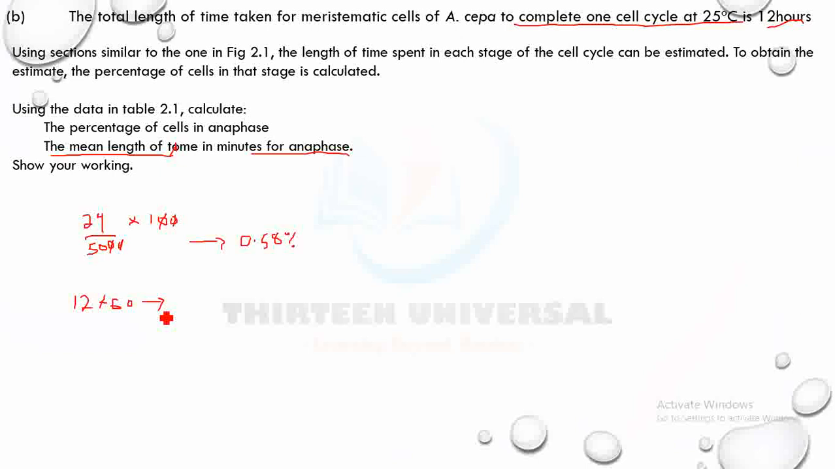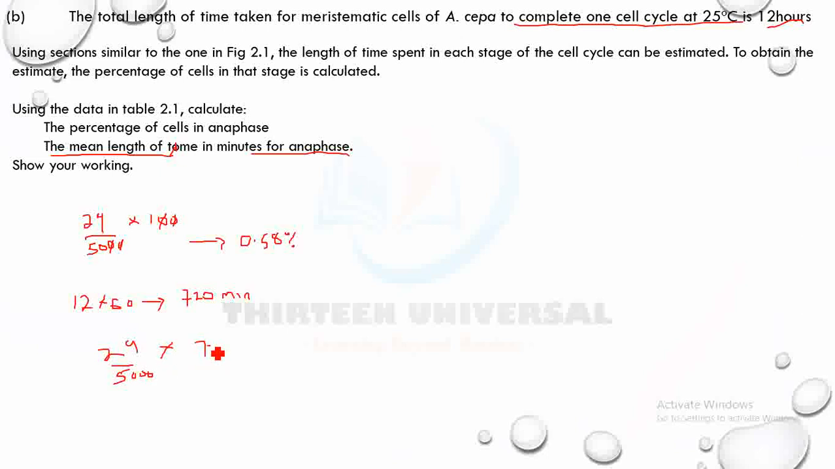Let's see what it gives us. 12 times 60 gives you 720 minutes. So 720 minutes is the total time for one whole cell cycle. Now the question says the mean length of time in minutes for anaphase. Remember, we have 29 cells all over 5,000. This is the ratio for anaphase, so let's apply this ratio to 720.